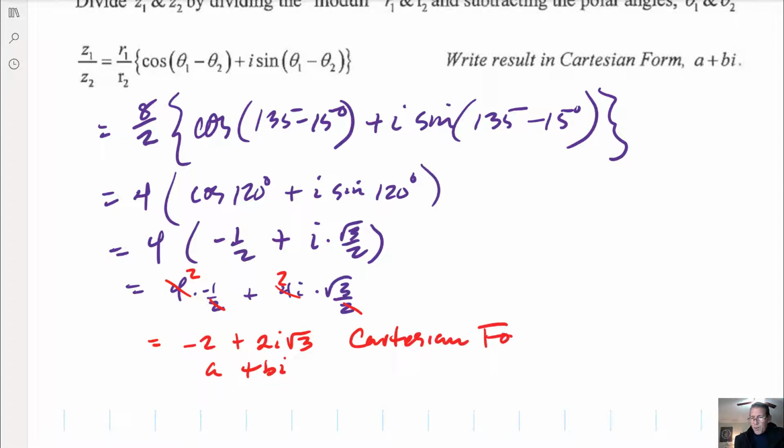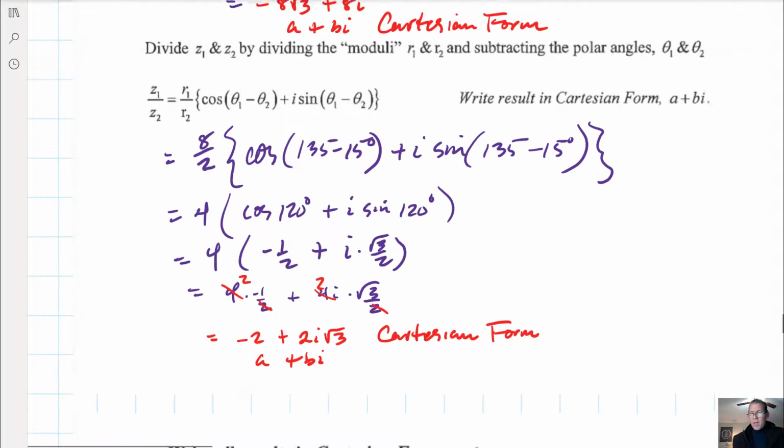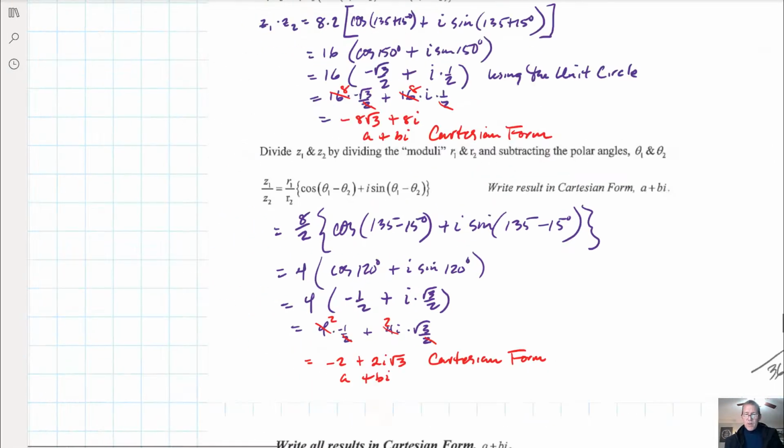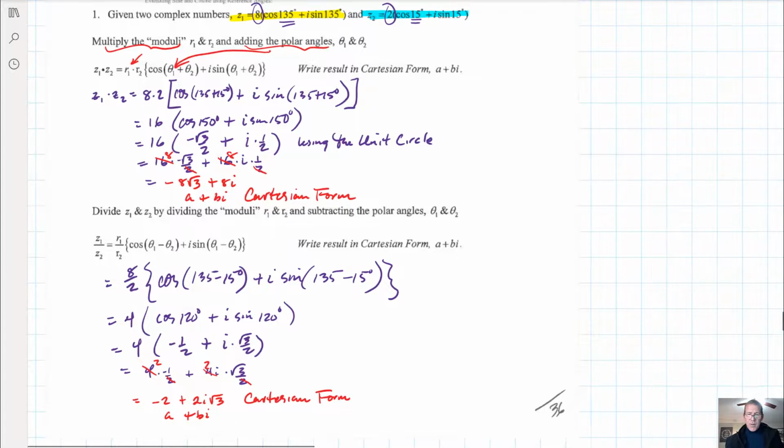Okay, so when you deal with complex numbers in complex form, like the two that I started with up top of the screen, z1 and z2, when you multiply them, you simply multiply the moduli and add the angles, and then convert. When you divide them, you divide the moduli and subtract the polar angles, and then convert. And that's all you do.